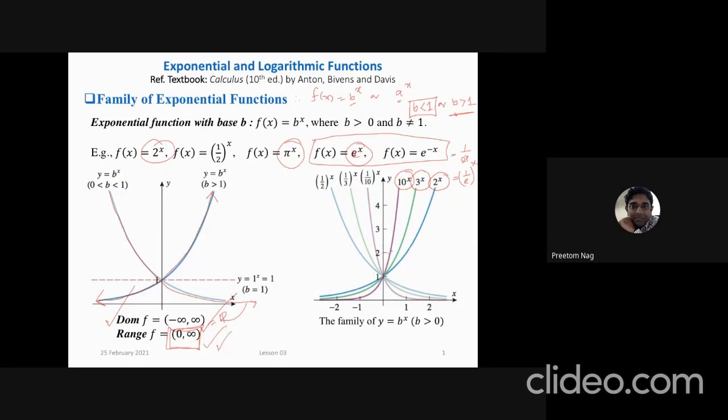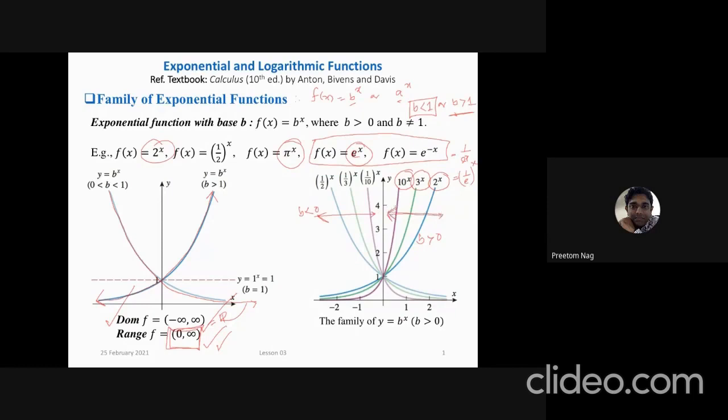And here we have some representative graphs. For b greater than 1, we get this shape. So these correspond to b greater than 1, and these correspond to b less than 1. Now if b is greater than 1, I should put the arrow from there to there.